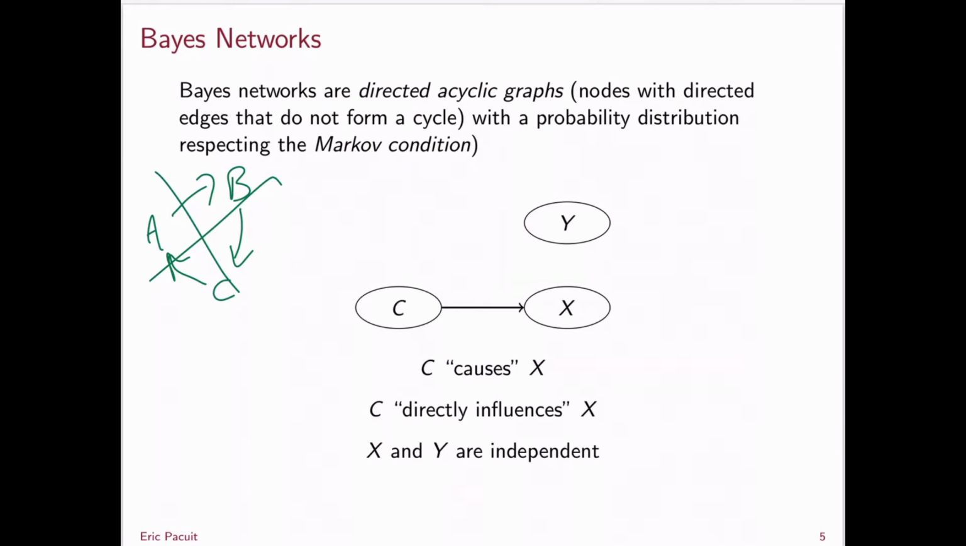And it has a probability distribution respecting what's known as the Markov condition. And I'll say what that means in a second. But basically the idea is that when there's an arrow from C to X, that means that X depends on C, or that C is somehow causing X. But if there's no arrow directly between the nodes, that means that those nodes are independent. So in this example right here, the probability of Y and X are independent, but X depends on C.